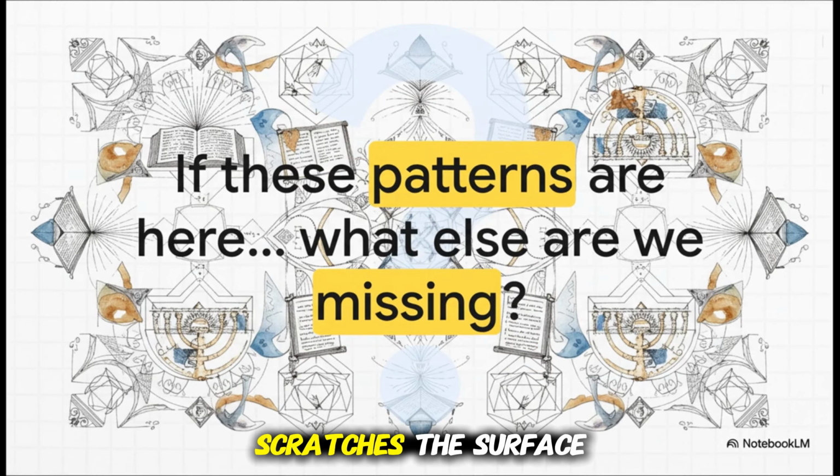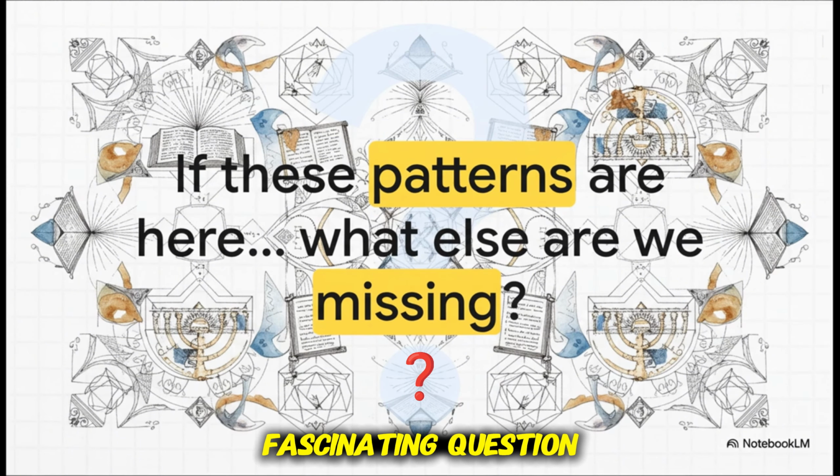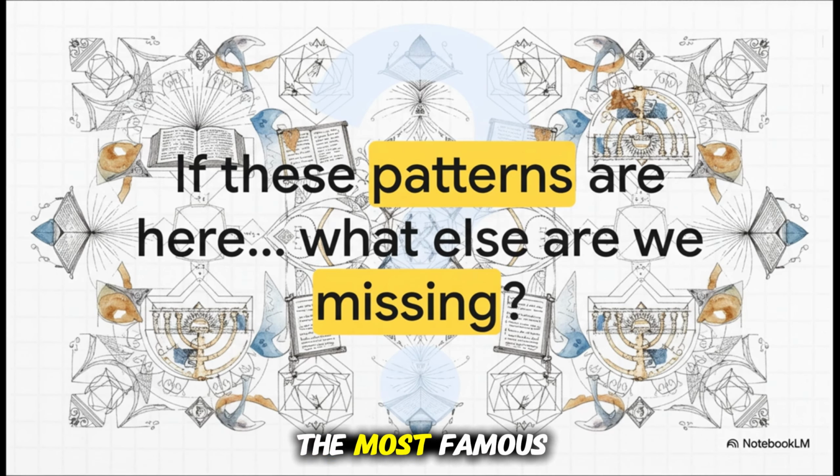Look, this just scratches the surface. These symmetries are woven all throughout the biblical texts. And it really leaves us with a fascinating question. If these intricate, beautiful patterns are hiding in plain sight in some of the most famous stories ever told, what else are we missing?